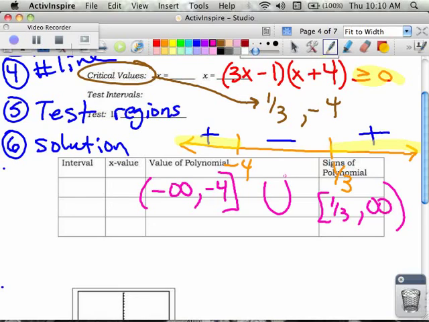Okay, so you look at the inequality, get everything on one side. Factor it. Find the critical values. Make the number line. Do the plus minus thing. Write your answer in interval notation. Questions?